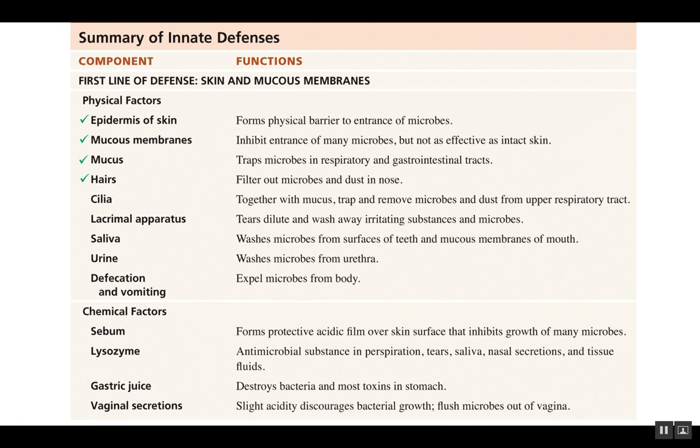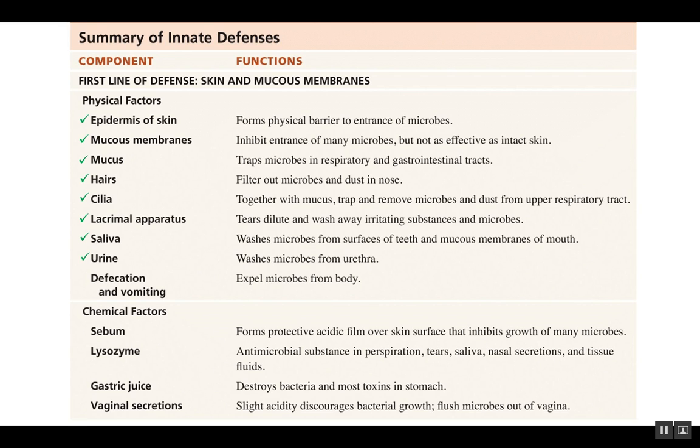Then, further down the respiratory tract, you have cilia, little cellular hairs, which together with the mucus trap microbes, prevent them from getting down into the lungs. Tear production. Tears help flush things off your eyes. So there's microbes that land on your eyes, and your tears are helping to flush them. Saliva isn't just a digestive secretion. It helps wash microbes off the surface of your teeth. Saliva has an enzyme down here called lysozyme that destroys bacteria.